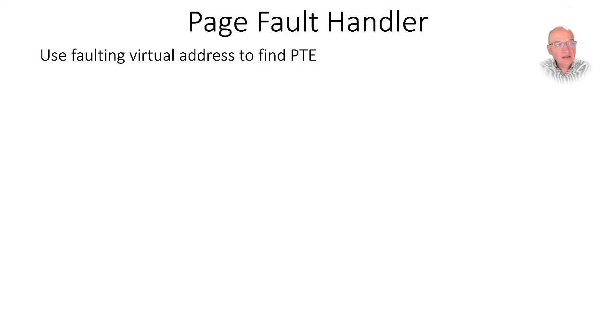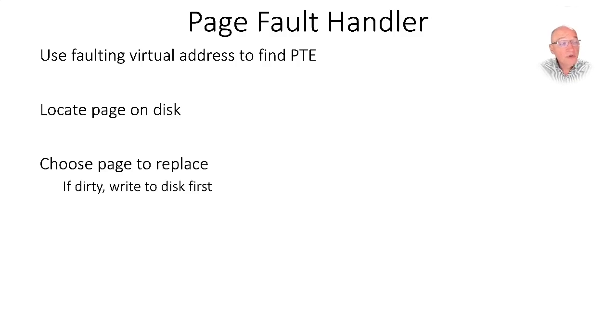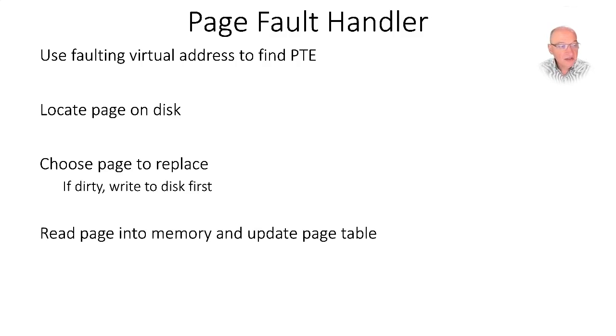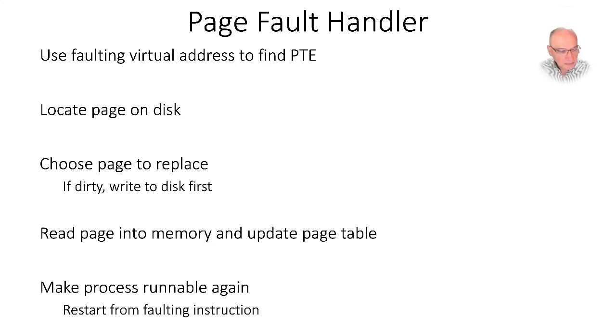So the page fault handler will use the faulting virtual address to find the page table entry. You locate the page on disk, so the page table entry will have information about how to locate it in disk. We'll choose a page to be replaced. We already saw that approximation to the least recently used algorithm. If the page that is being replaced is dirty, first it has to be written back to the disk. You're going to read a page into the memory and update the page table. And then we'll make the process runnable again, restarting from the faulting instruction.